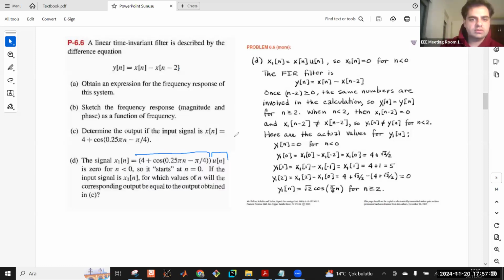So here, when we put this input in the difference equation, we get this relation. When n is greater than 2, this equation is the same as the equation in part C. Therefore, we can say that for the values of n greater than 2, the corresponding output will be equal to the output obtained in part C.